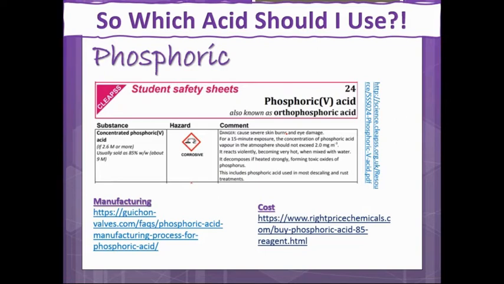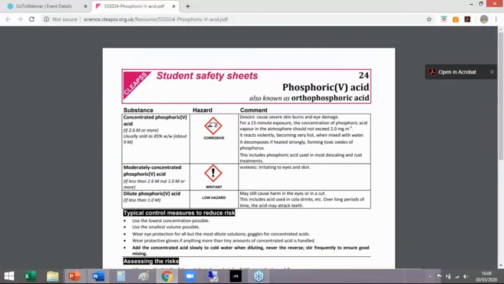So phosphoric acid, let's have a look at it in terms of safety. The concentrations that we are dealing with are at this level. So we are looking at something that is quite corrosive. Danger: can cause severe skin burns and eye damage. That's not good. For a 15-minute exposure, the concentration of the vapor in the atmosphere, so the gas, should not exceed 2 milligrams per meter cubed. That's not particularly pleasant at all.